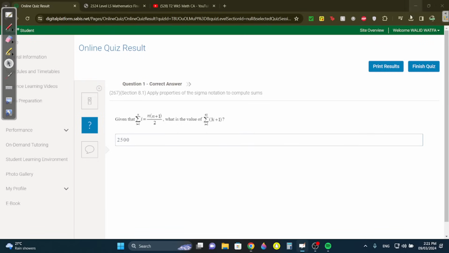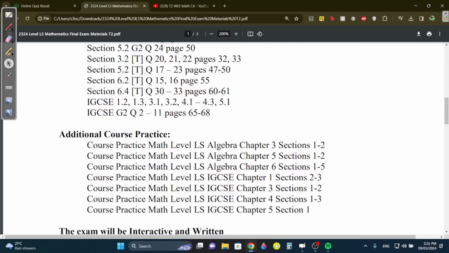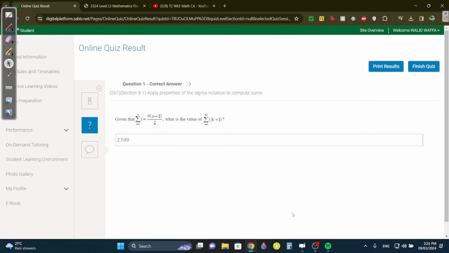Okay, this is Algebra 6.1. I don't know how many sections of algebra I'll try to fit in, but let's just start. This is the sequences one.